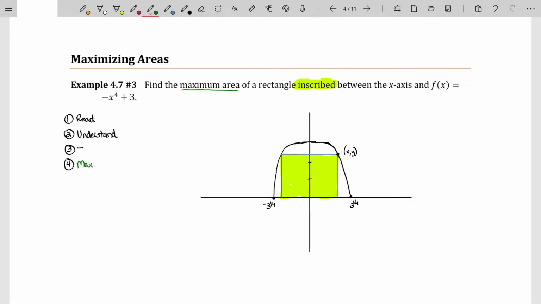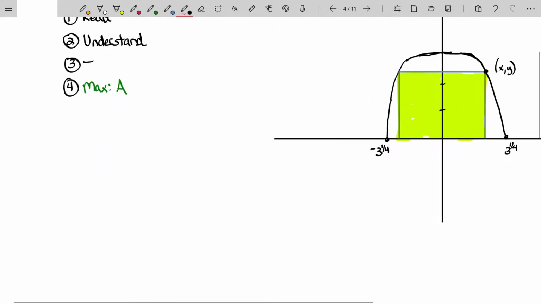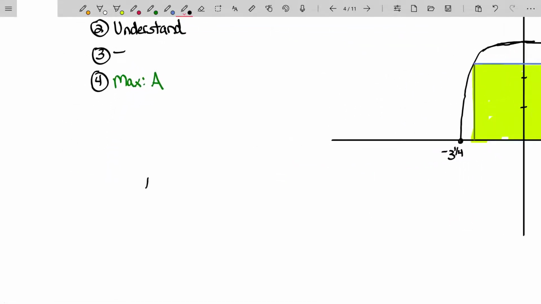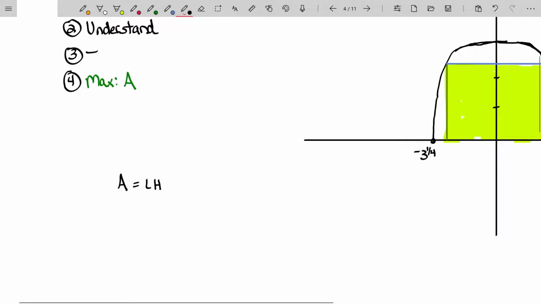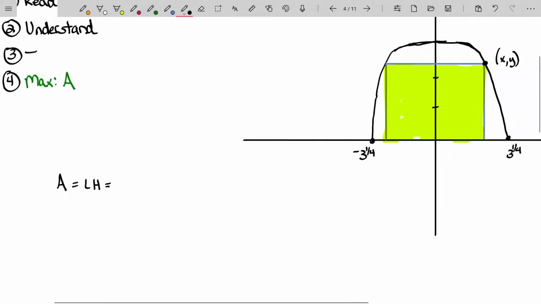Maximize area. Well, what is the area of a rectangle? It's super simple to answer, right? You've done this since you were in pre-algebra, maybe. Area is equal to length times width, or length times height. And the length or width, whatever you want to call this distance right here, is what I will call L, and this distance right here is what I'll call height.